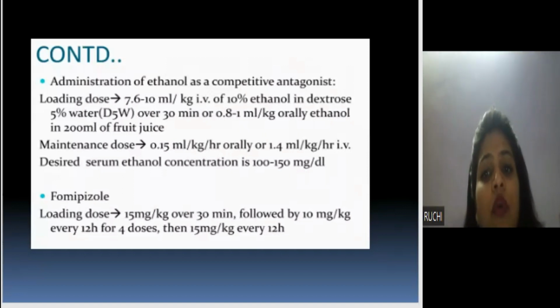Maintenance dose is 1.4 ml per kg per hour IV and 0.15 ml per kg per hour orally. The desired serum alcohol concentration, or blood alcohol concentration, is 100 to 150 mg per kg. Fomepizole is a good drug which can be used in acute methanol toxicity. The loading dose is 15 mg per kg over 30 minutes, followed by 10 mg per kg every 12 hours for 4 doses, then 15 mg per kg every 12 hours.